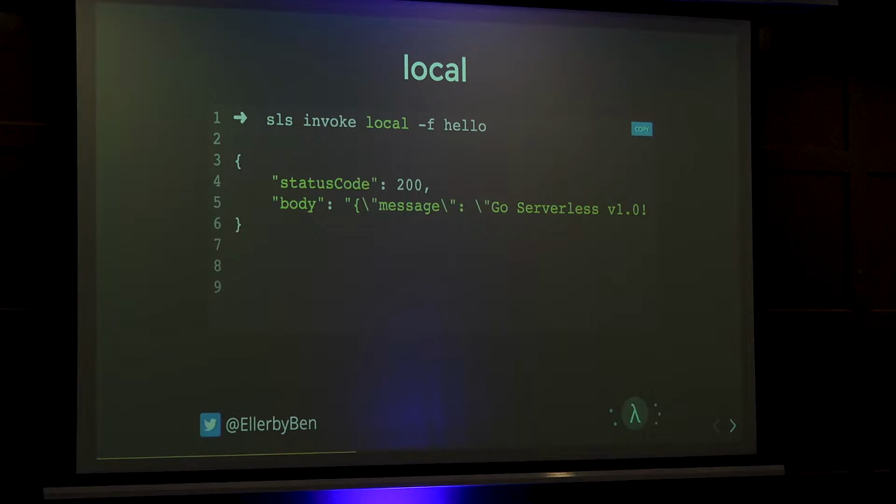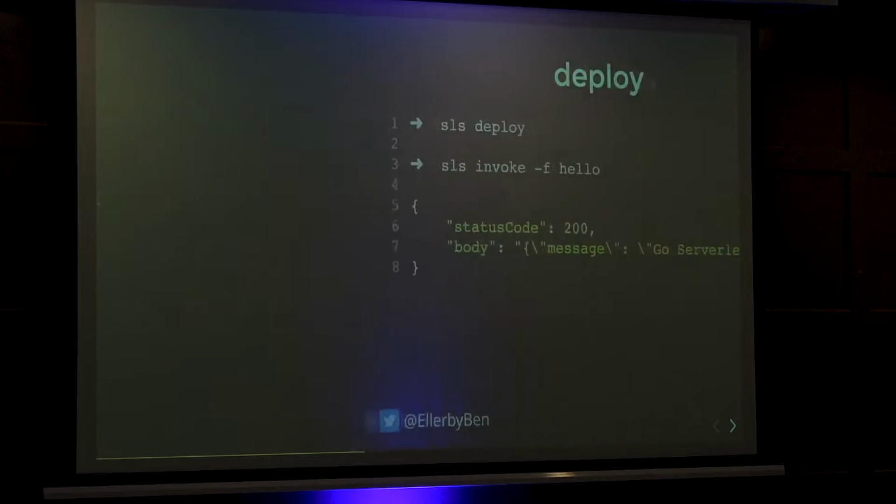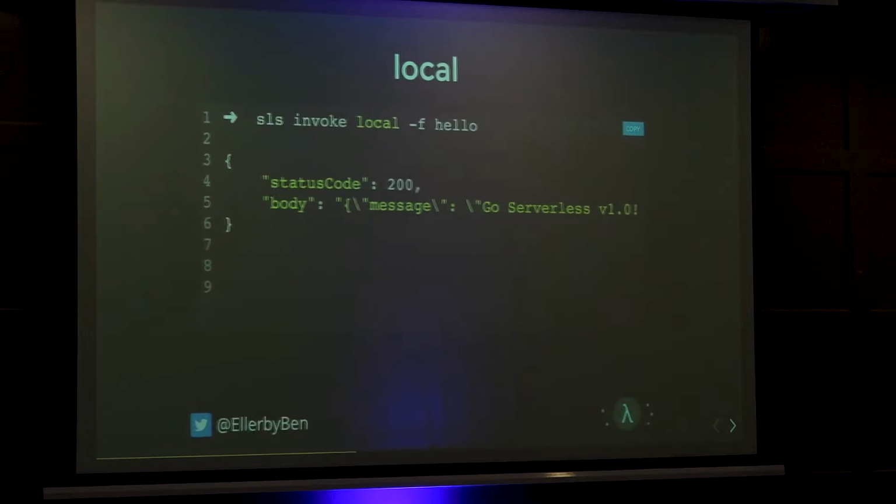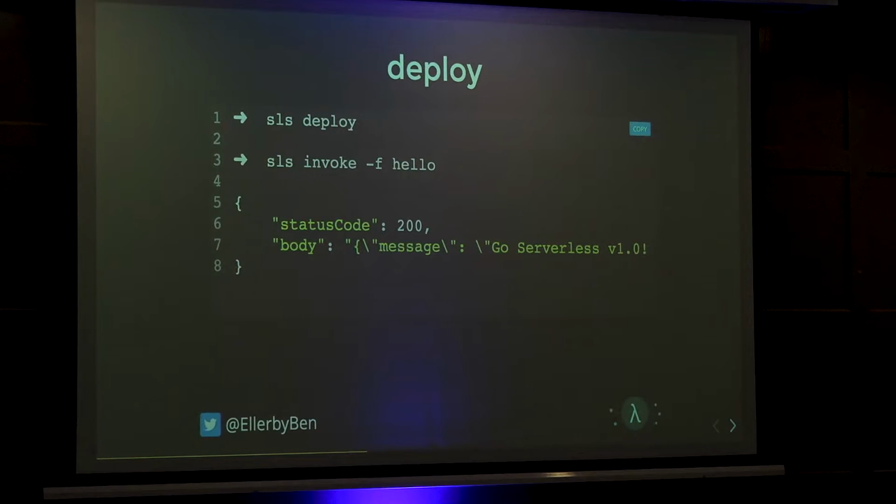We can invoke this locally on the command line with sls invoke local -f hello, and the response comes back with that status code and body. If we want to deploy it to AWS or other cloud providers, we do sls deploy. We then do sls invoke -f hello. The difference here is we don't have that local option, and we get the response back. So that's running in whatever region in AWS we choose to deploy to.